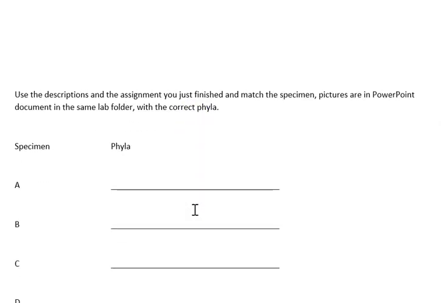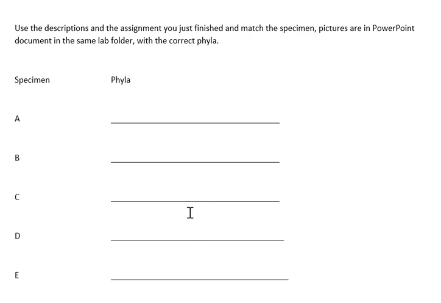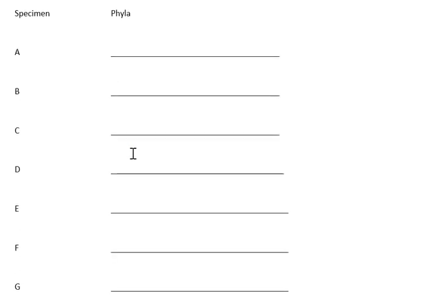Then what you're going to do is, if you go to the lab folder for this lab 11, you'll see there's a PowerPoint presentation. It has pictures of the 8 phyla. There are pictures of 8 different animals, and you have to figure out what each specimen is. So you'll see specimen A, you have to figure out which phylum it is and write it in or type it in. Do the same thing. Okay, so there's 8 pictures there.